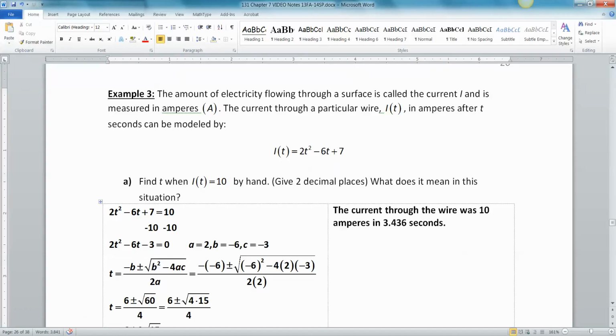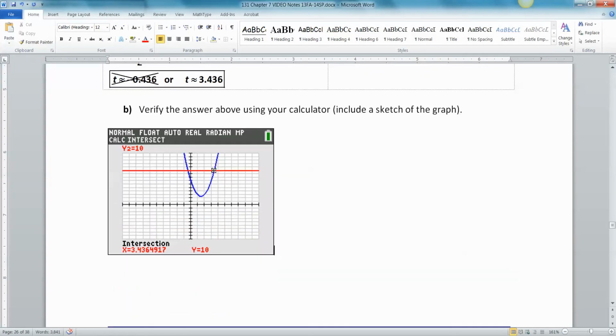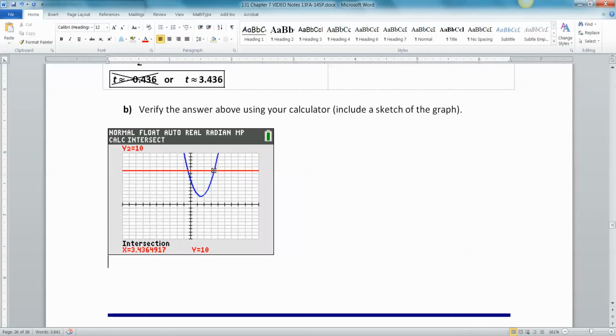And there it is. You draw a sketch like that and make sure you label your intersection point. And we don't care about the negative one because it makes no sense.